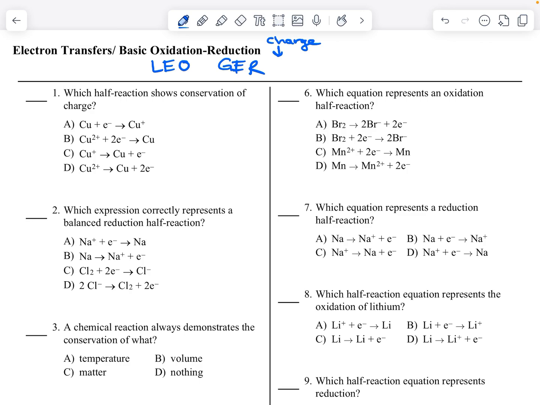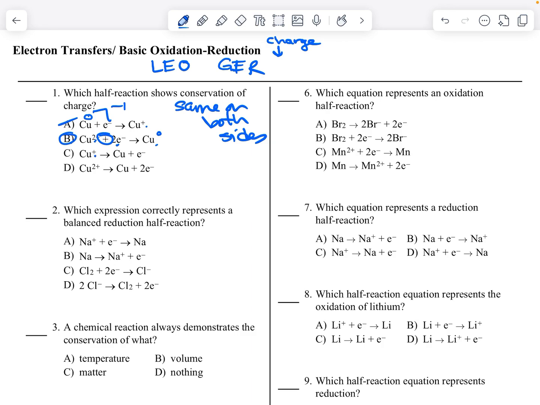All right, so number one, which half reaction shows conservation of charge? That means the charge is the same on both sides. So in part A, copper with no charge is a 0 and a negative electron. So this whole side is -1, and the right side is +1, so that can't be it. In part B, we have a +2 and we have a -2, which means this whole side is 0. And this copper over here with nothing means copper 0. So that should be our answer.